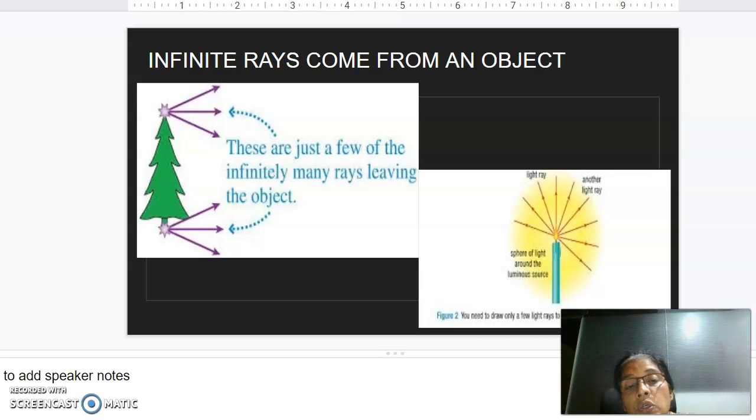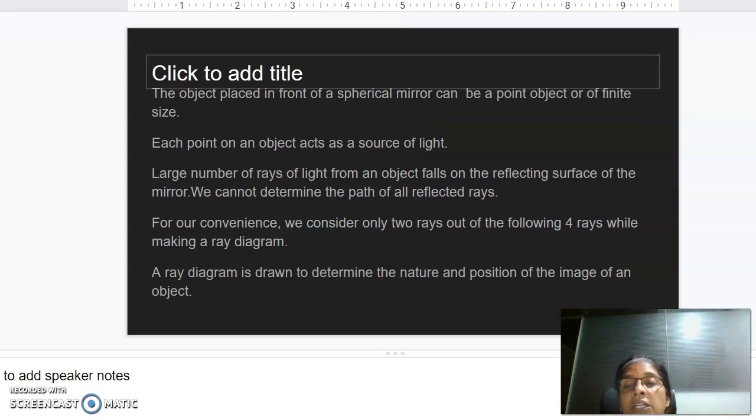How will these rays go when they hit against an object? How will they be reflected back? Now, for that, we need to keep some points in mind. The object that is placed in front of a spherical mirror can be a point object or a finite size.